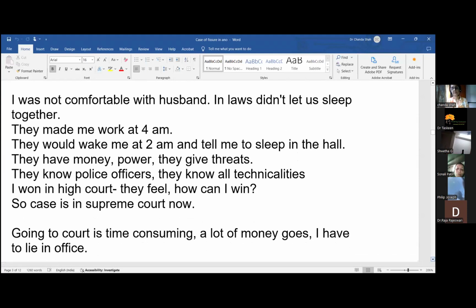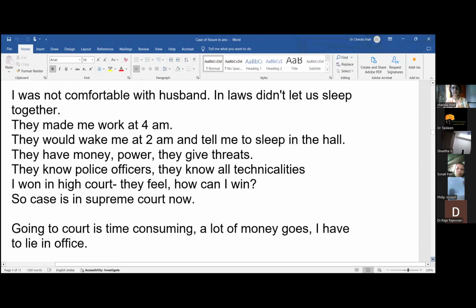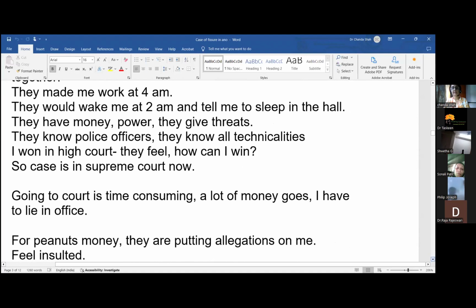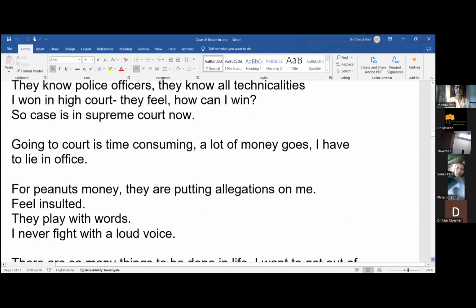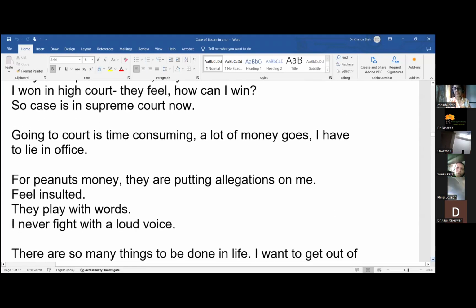They have money, power, they give threats. They know police officers, they know all technicalities. I won my case in the High Court, so they feel how I can win. So now the case is in the Supreme Court. Okay. And she's saying going to court is so time consuming, a lot of money goes.